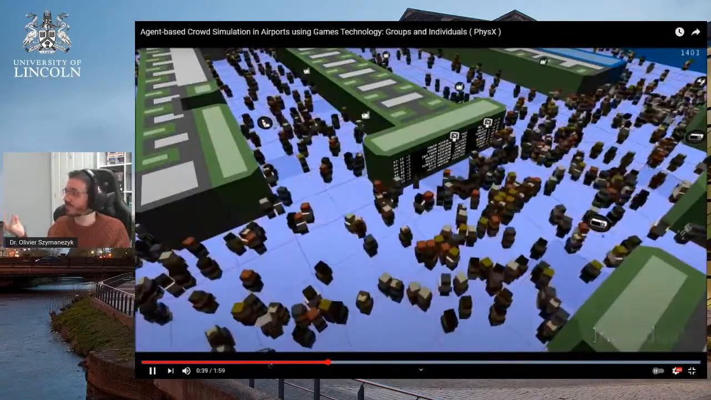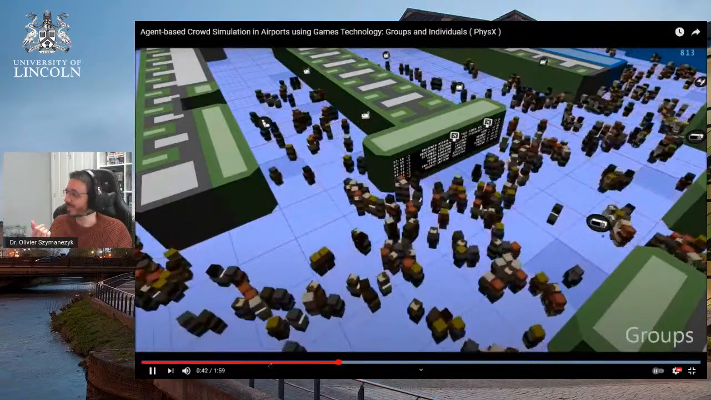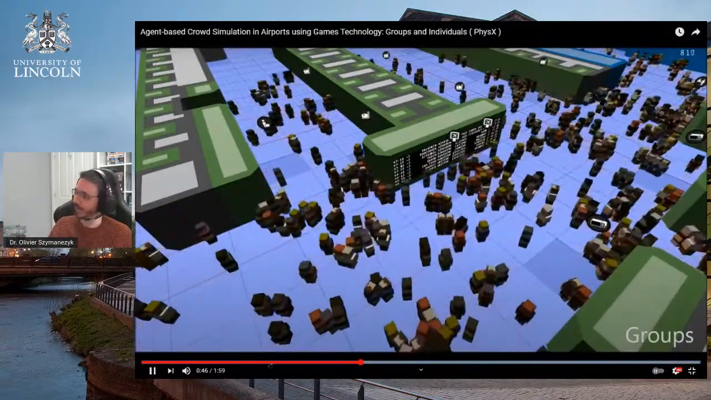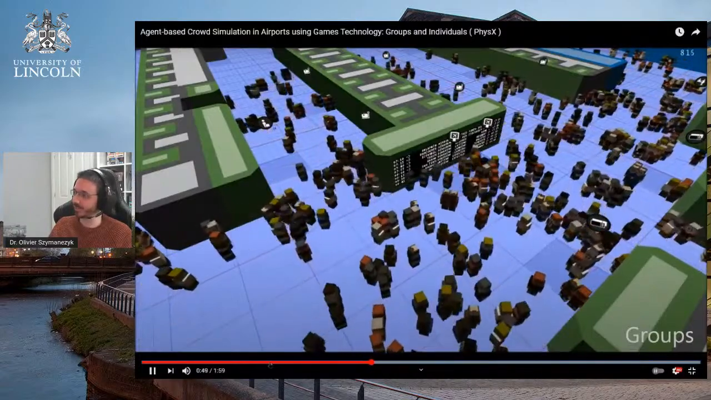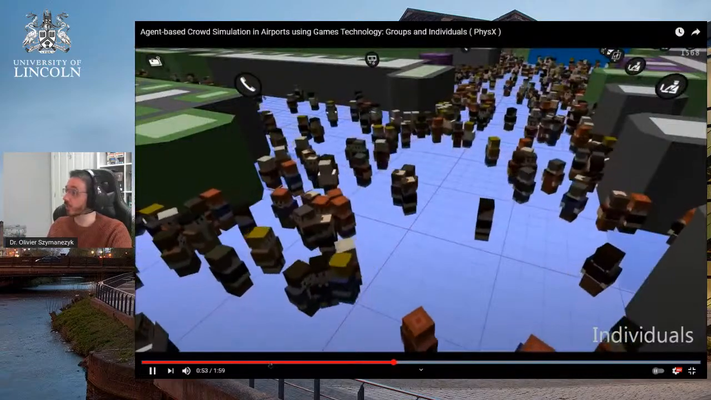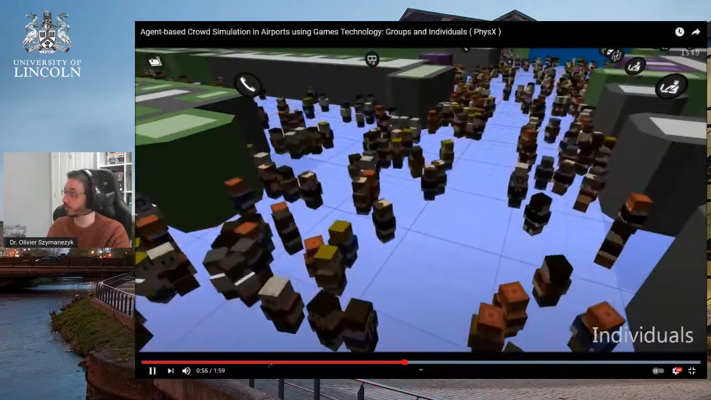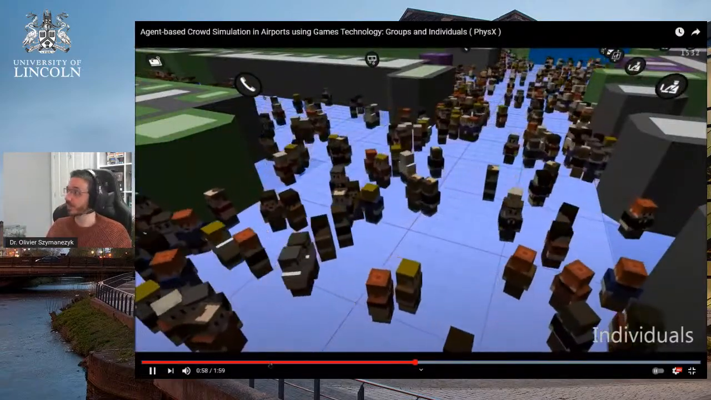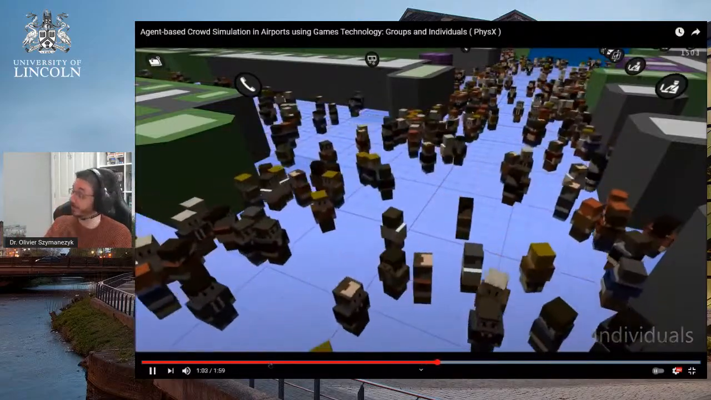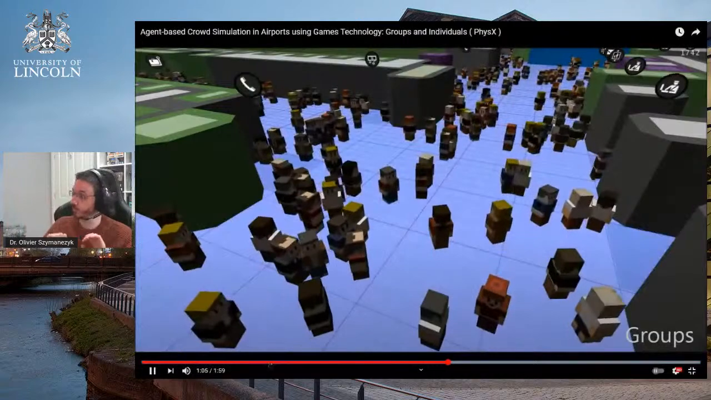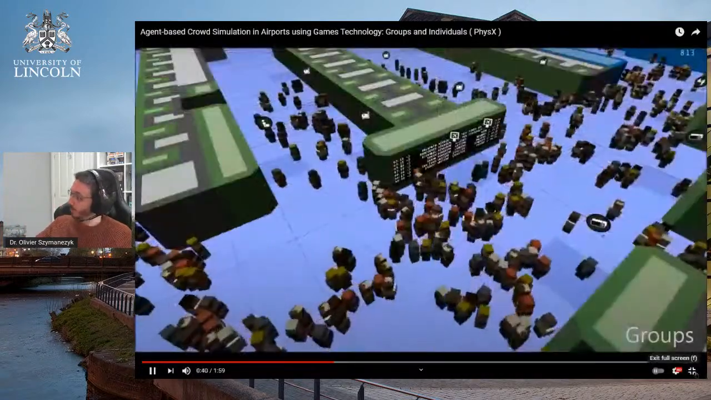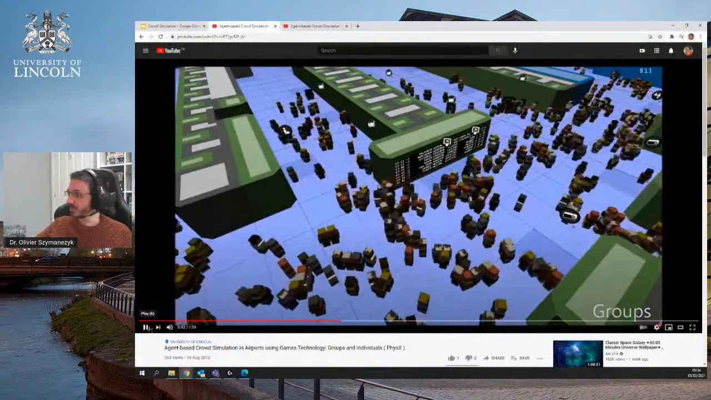There's a lot of bumping, but in a real crowd that happens as well, especially in airports where people start pushing each other out of the way because they're trying to get to the security gate as quickly as possible. I've got those videos on YouTube. If you search crowd simulation, University of Lincoln, you can find those videos quite easily. Also, I was playing a lot of Minecraft back then when I created those characters, and I didn't want to focus on rendering or generation. So it worked. I can generate crowds.